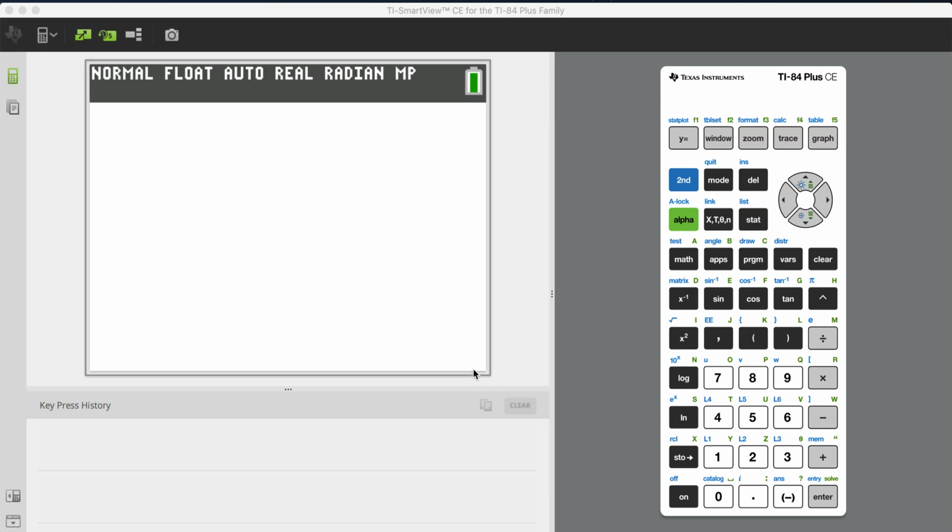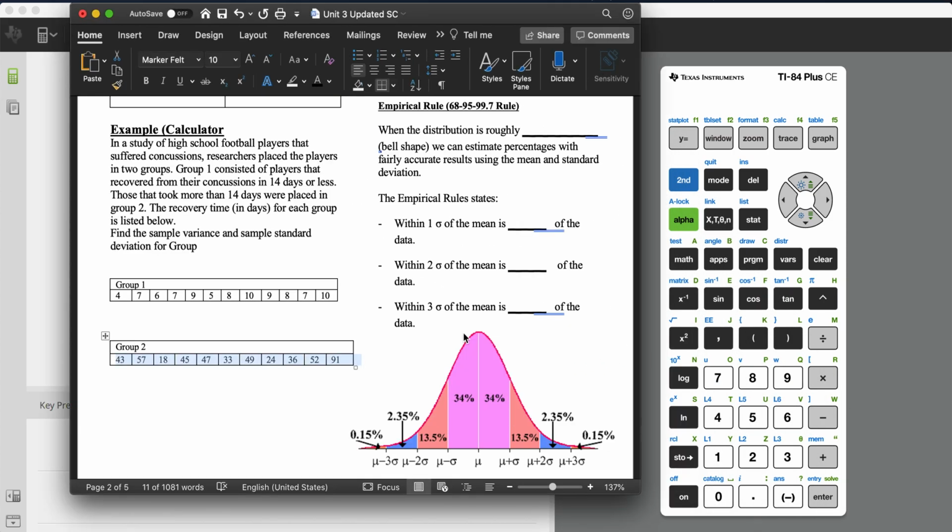In this video, I'm going to teach you how to find the standard deviation of a sample set or a data set using your calculator. And we're going to look at this concussion data that should be in the notes guide for you. It is data that was collected over the time it took players on the football team to recover from a concussion.